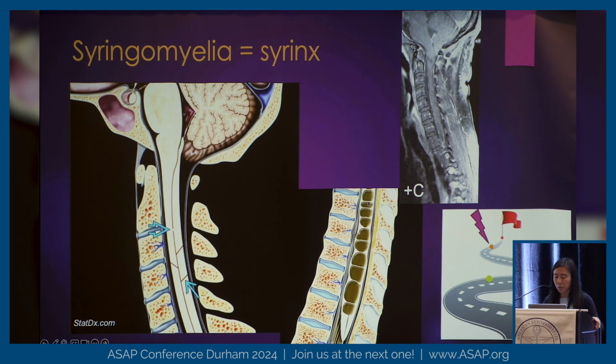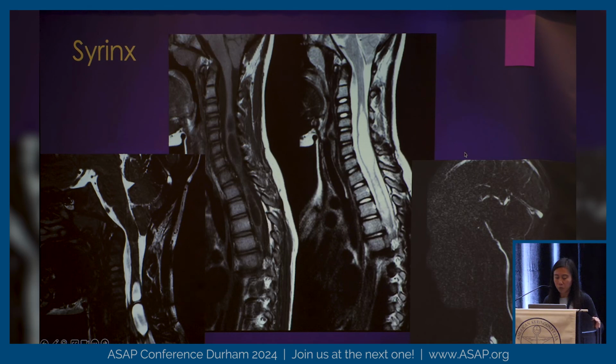A syrinx can become really septated, like in this example here. We often image with contrast, at least initially, to make sure there's no tumor or any mass that's causing the canal obstruction. In Chiari, most of the time we don't find anything, of course, but it's always better to get that done in the beginning. And then we can look at the syrinx in a number of ways. We can look at its length, so I usually report the upper and lower level it extends to.